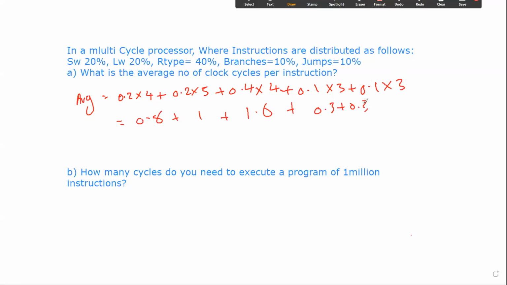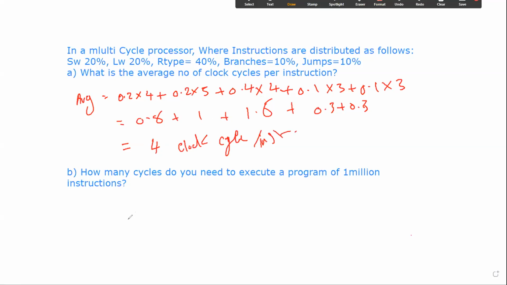So 2.2 with 3, and this is actually 4, right? Yeah, I think this is 4. Okay, so on average it's going to take me, by the way, this is pure luck that it came out as a whole number. So on average I need 4 clock cycles per instruction.